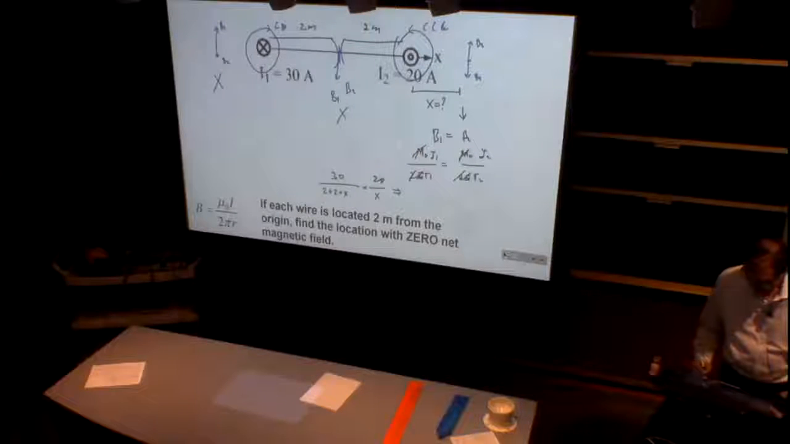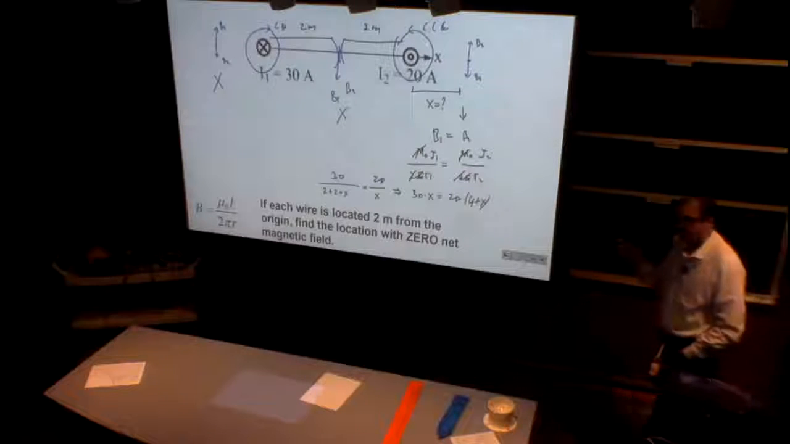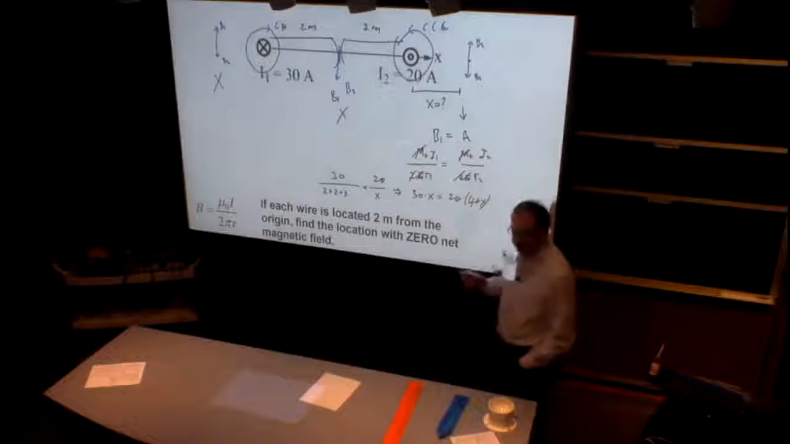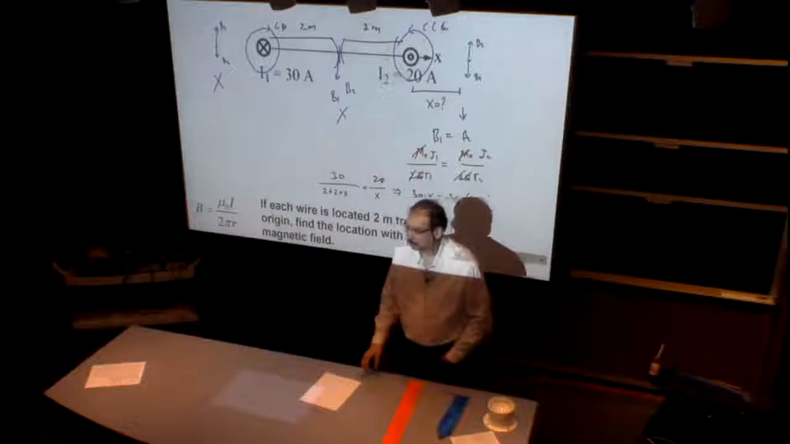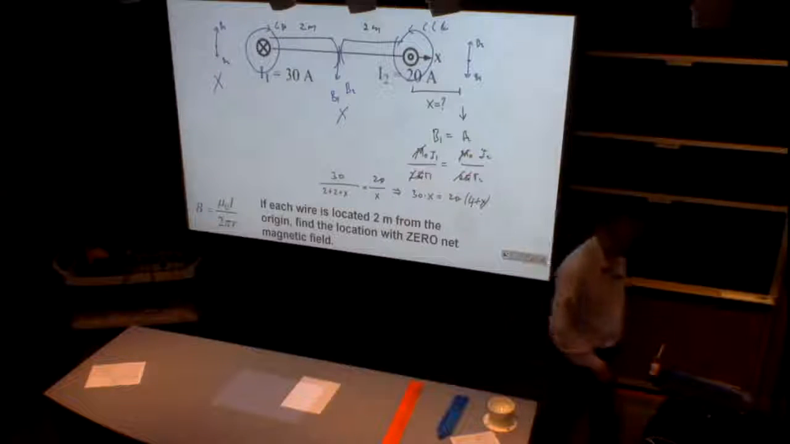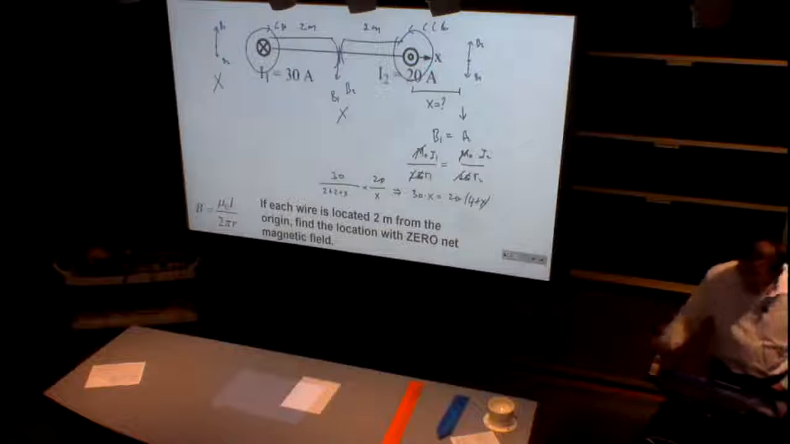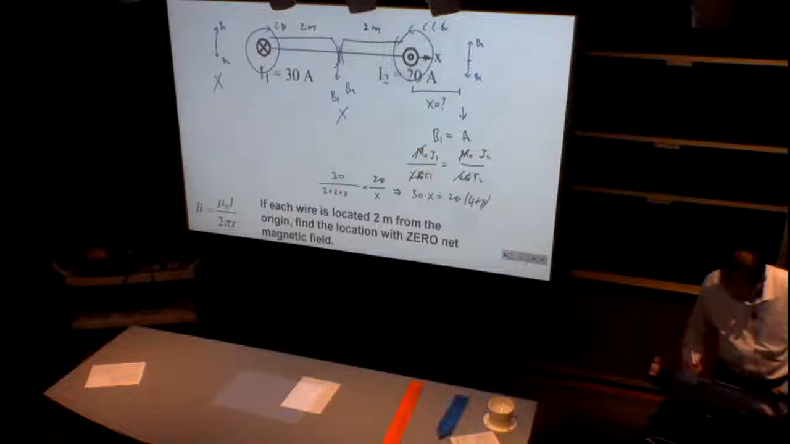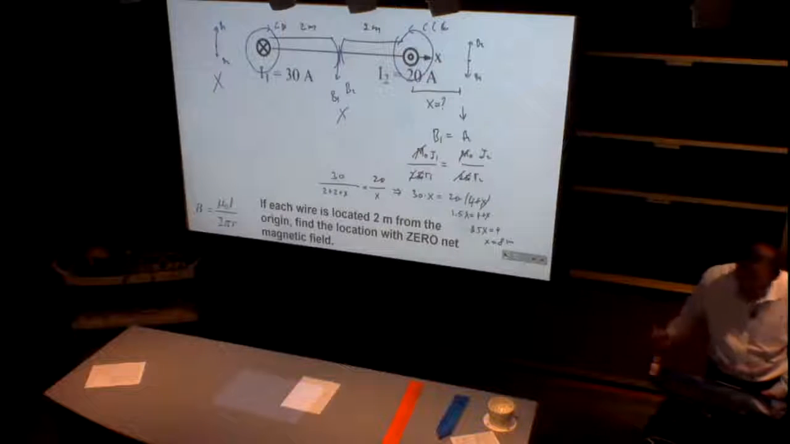Now we just have to do simple math. 30 times x will be equal to 20 times (4 plus x). And as you can see, this is not a quadratic equation. So it's much easier to solve than what we had to do for gravitational field or for electric field. So what does it give us? 1.5x equals 4 plus x. 0.5x equals 4. x equals 8 meters. Well, whatever it is.